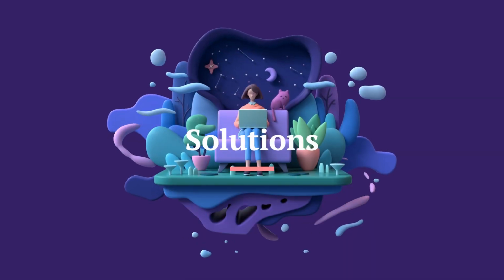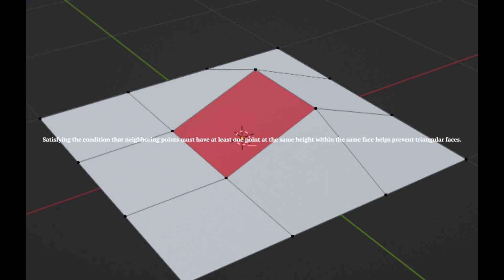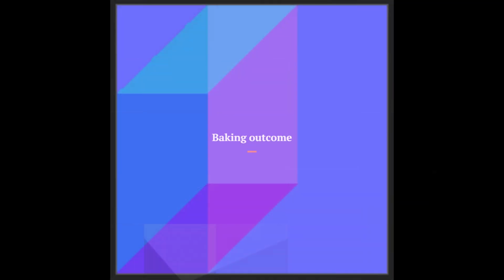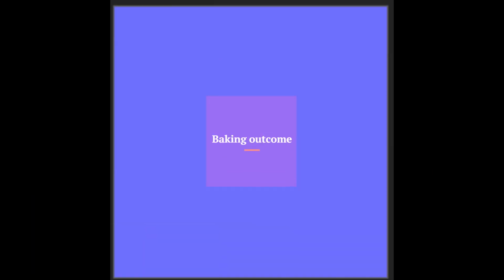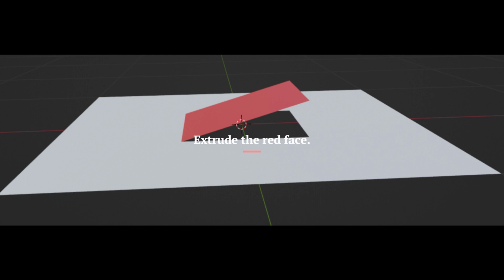There are 2 methods to address the issue. When ensuring that neighboring points within the same face have at least 1 point at the same height, the red face no longer produces triangular faces. However, an issue arises when the neighboring faces fail to meet this condition. As a result, triangular faces emerge in the adjacent faces. This phenomenon is explained in detail in the following part of the workshop video. To resolve the issue described above, there are two methods. The first method involves isolating the red face from the others and then adjusting its height. The second method entails extruding the red face and then modifying its height.